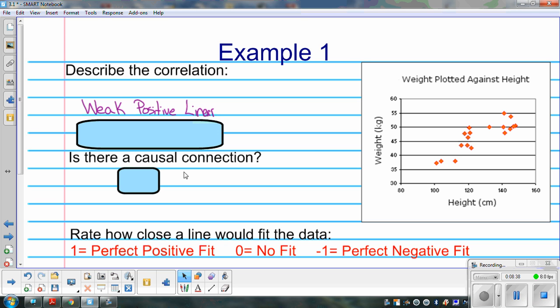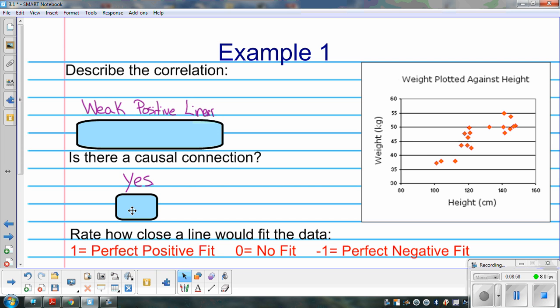Now here's the next question. Is it a causal connection? Do you think as the height gets higher or bigger, the weight will also get bigger? So in other words, does the height increasing cause the weight to increase?